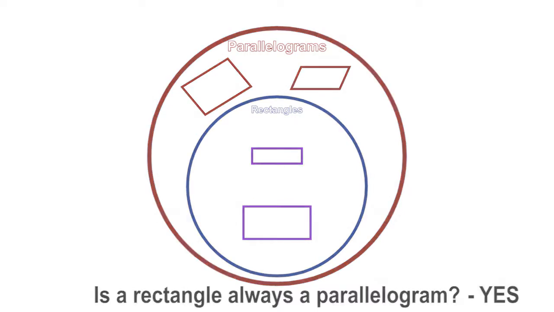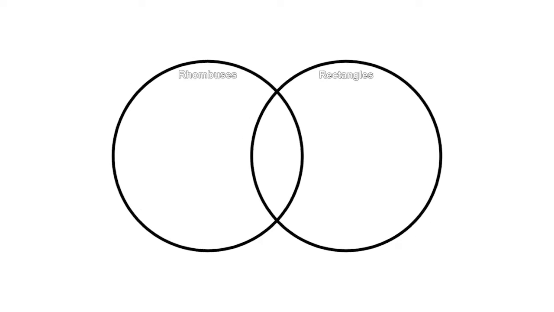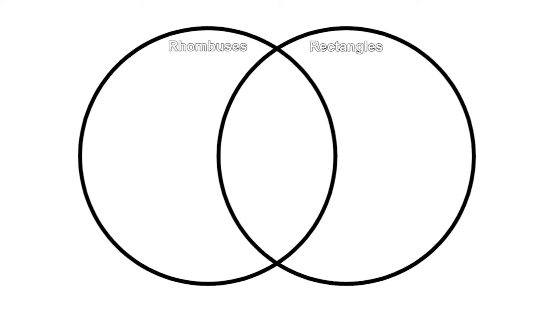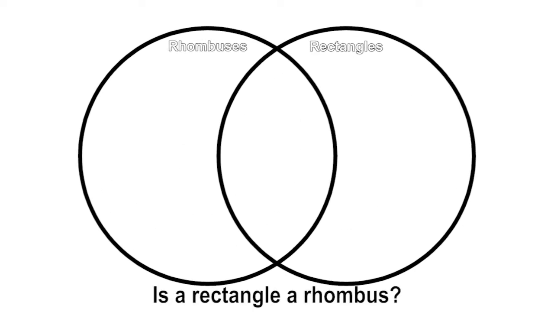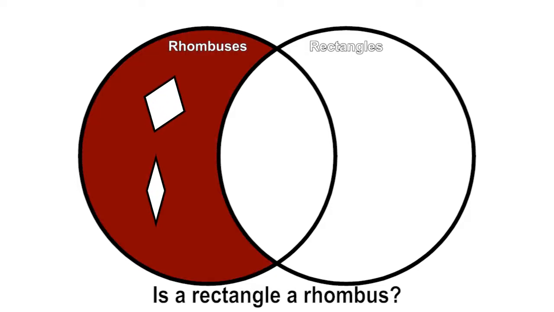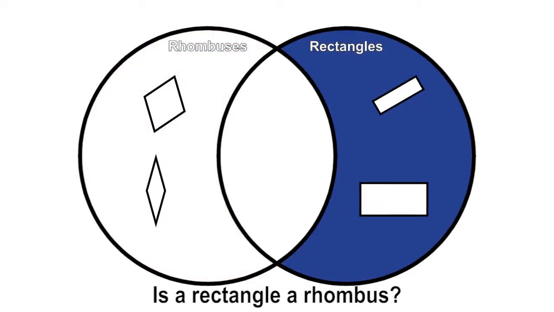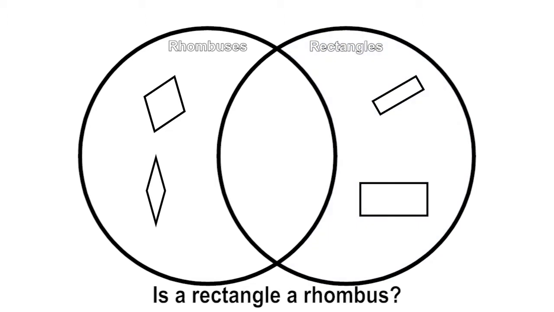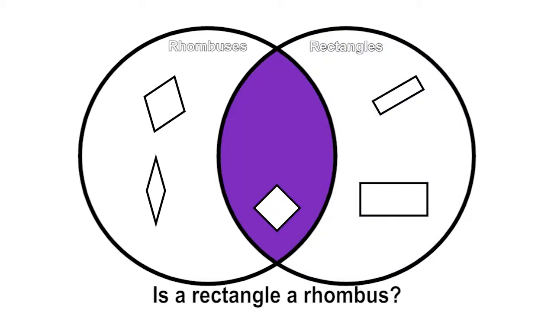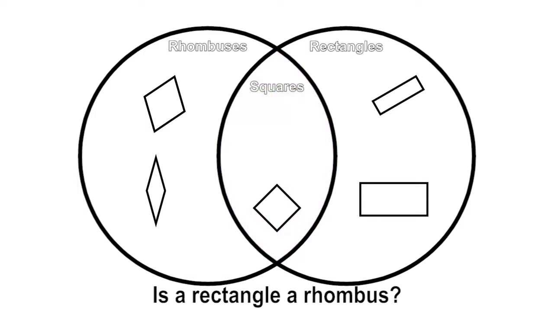For our next diagram, we will examine the relationship between rhombuses and rectangles, asking the question, is a rectangle a rhombus? We will place rhombuses without right angles in the rhombus-only section, and rectangles without all four sides congruent in the rectangle-only section. Rhombuses with all four angles measuring 90 degrees would be placed in the center section. This is called a square. Rectangles with all four sides congruent would also be placed in the center section. This is also called a square.